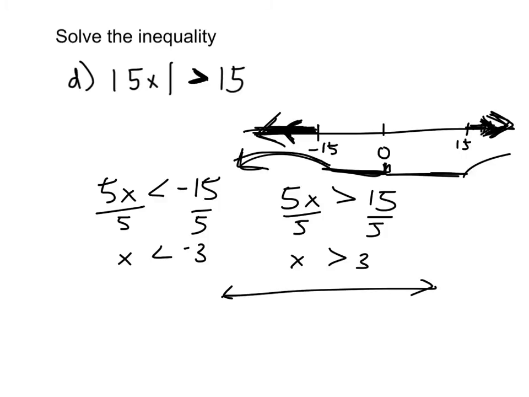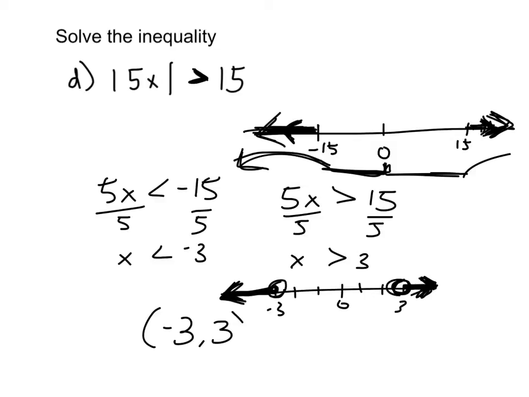So if I were to draw this out, here's 0. Here's negative 3. Okay, so x is less than negative 3, or x is more than 3. So that looks like this. And then we have an open circle because we don't have the equal sign, right? Alright, so we go from negative 3 to 3.